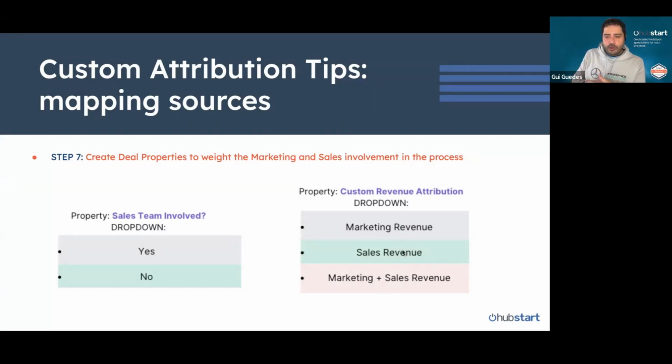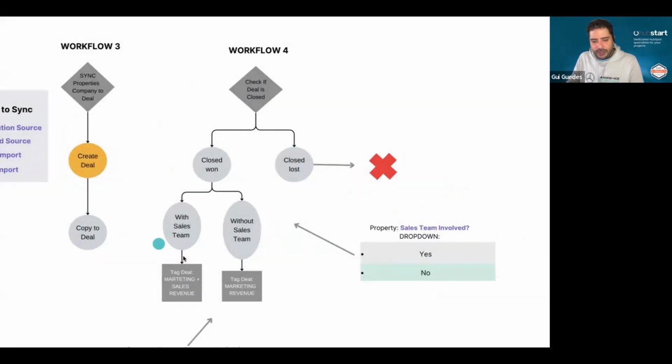Why is this revenue attribution property in place? Because we want to weigh how many deals, or what the proportion of the deals is, that need a human being interacting to help the deal get closed, and how many of those are just auto-generated by the users themselves. So if you take a look at this last workflow, which is a pretty simple one as well, all we want to do here now is check if the deal is closed.